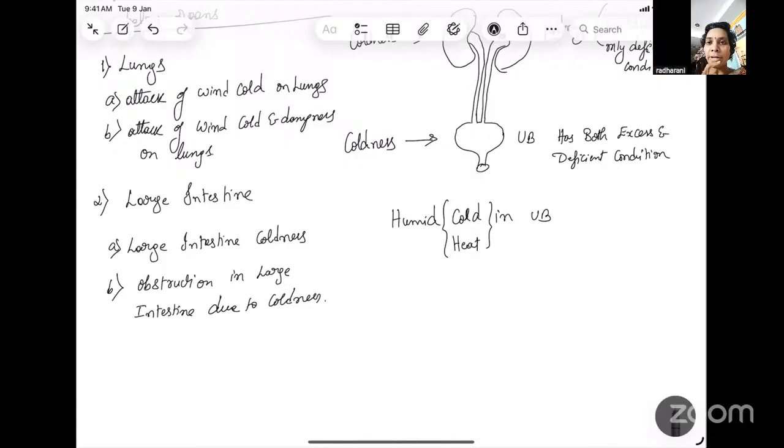So we have to treat pericardium. No. Why are you jumping two or three steps ahead? I am asking you to jump only one step. Urinary bladder.